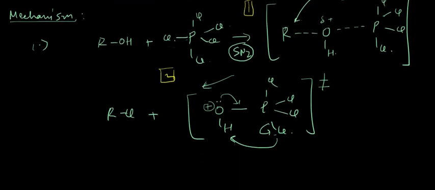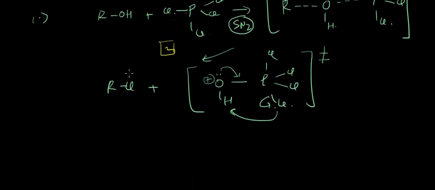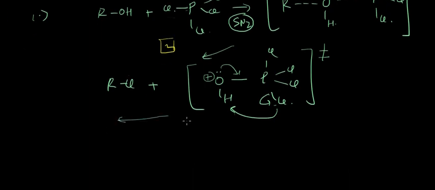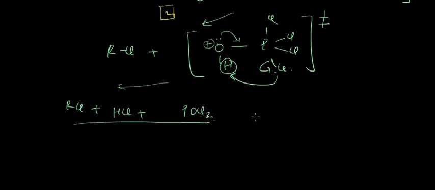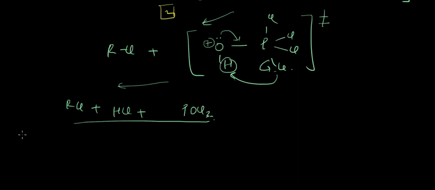and after the second step, what happens is we get RCl plus HCl and P double bond O Cl, so POCl3. Okay, so these are the products. Okay, so this is an example of electrophilic substitution reaction.